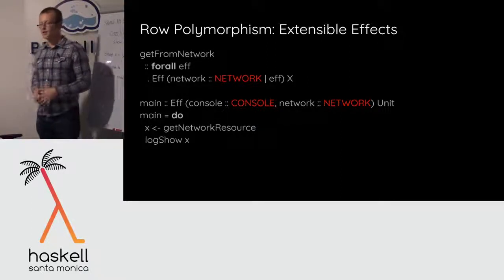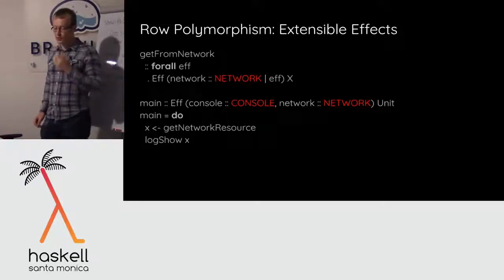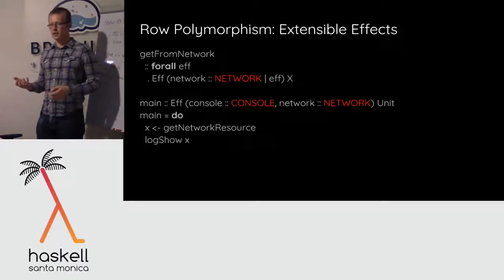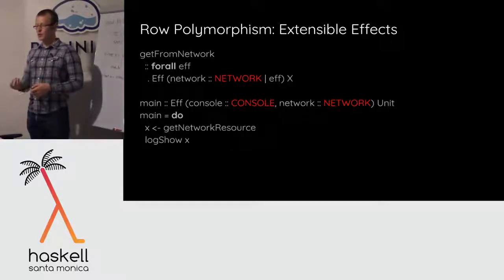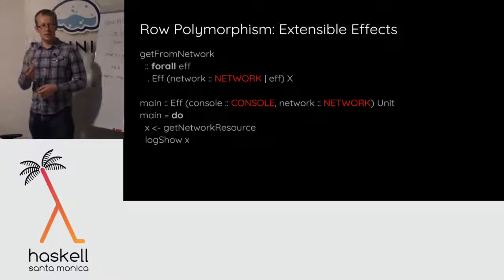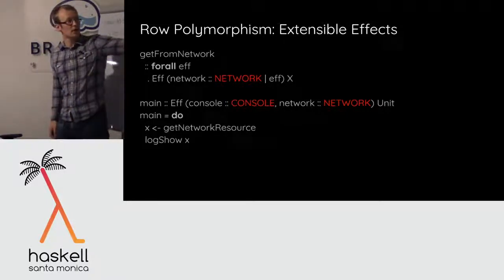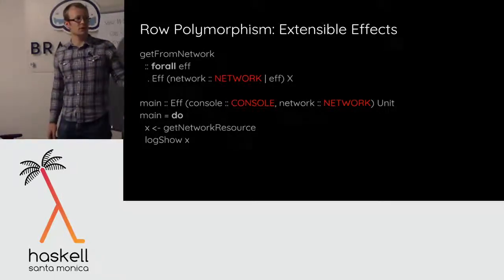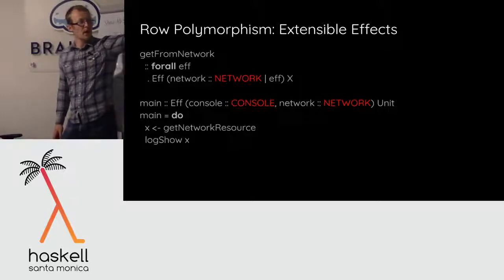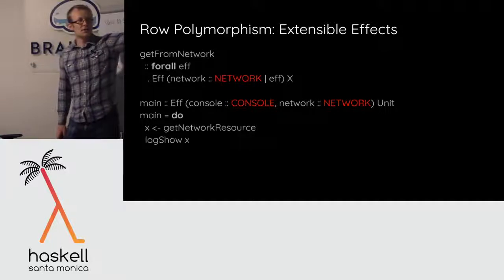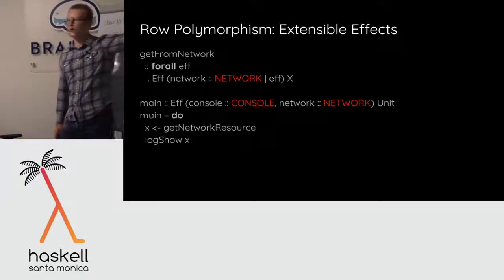Right, so instead of talking about mappings from labels to types, I'm going to talk about mappings from labels to effects, where effects are just type level tokens that can track the side effects I have in my program. So if I have this function getFromNetwork, which goes out and gets some resource from some network device, I can say that's an effectful thing. It returns some X. But it's effectful, so I'm going to use this F monad to track the effectfulness, and I'm going to track it with this row of effects.